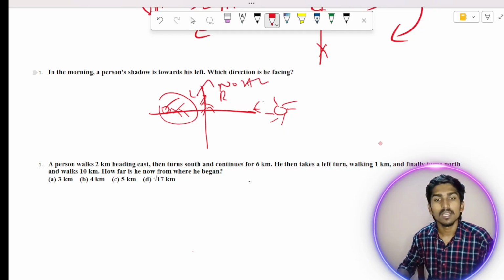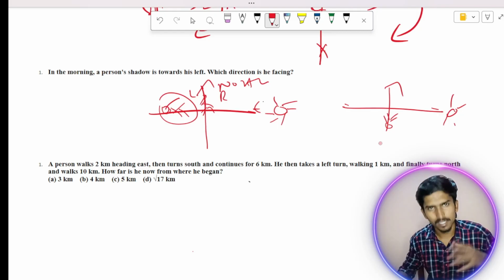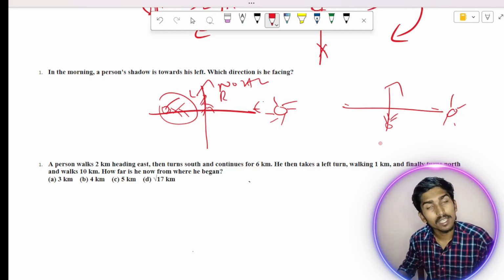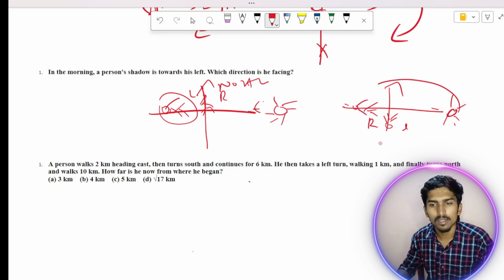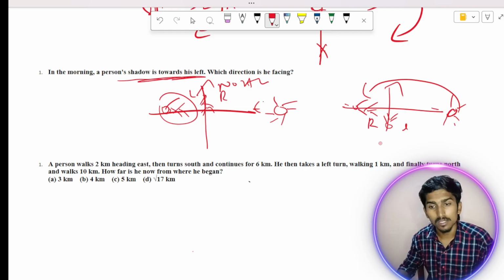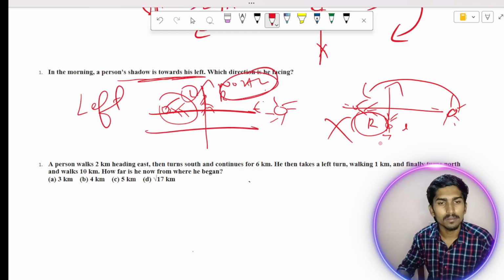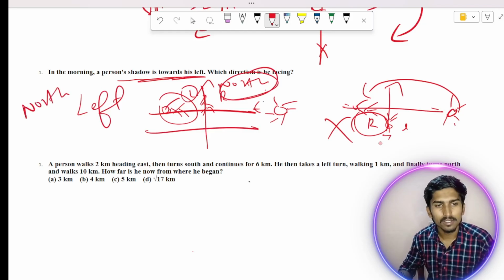In case he is facing towards south at sunrise time, where does his shadow fall? This is the right, this is the left. It falls towards his right, because the shadow falls opposite to where the sun is. In the question they asked that the shadow is towards his left. If he is facing south, the shadow falls on the right side, so the answer would be wrong. The answer is right only when he is facing north. What is the answer? Facing towards north. That's all.